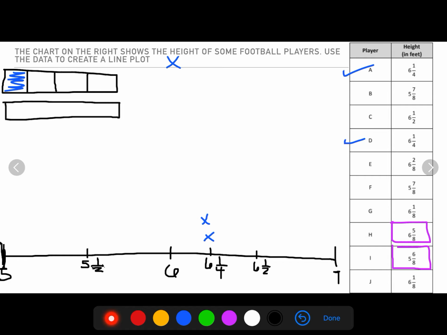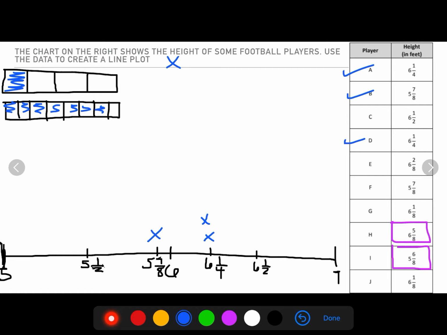So let's go ahead and represent 7/8. And we're shading in 7 parts. Is 7/8 less than a half or more than a half? That's right, it's way more than a half. It's so super close to 1 whole. So that means that 5 7/8 would be so super close to 6. So there's 5 7/8. And player B is 5 7/8.